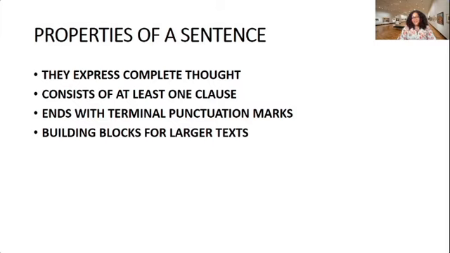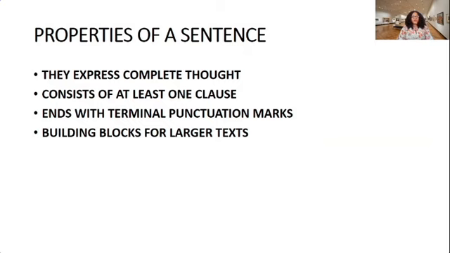What is the English sentence? It is a group of words that express complete thoughts. What do we mean by that? It makes perfect sense. If I say jump over, it's a combination of words, but it does not have complete thought. But if I say Peter jumped over the fence, that makes a lot of sense. So we are looking at that as a sentence.